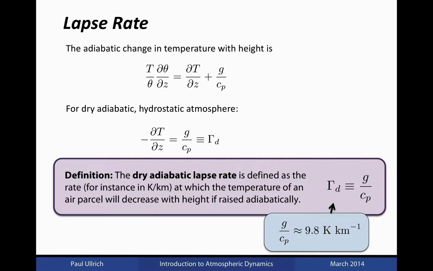Typical values of g are about 9.8 meters per second squared and cp 1004 joules per kilogram Kelvin. Relating these quantities gives a lapse rate of about 9.8 degrees Kelvin per kilometer. So by definition, the dry adiabatic lapse rate is the rate in Kelvin per kilometer at which the temperature of an air parcel will decrease with height if it's raised adiabatically. This quantity is typically taken to be about 9.8 K per kilometer.